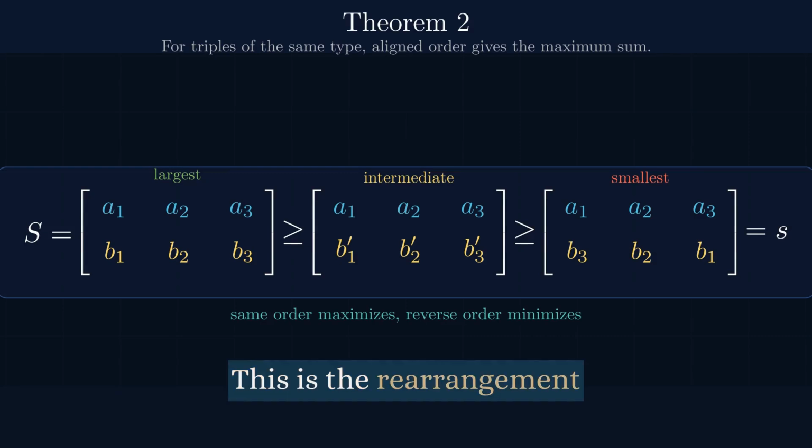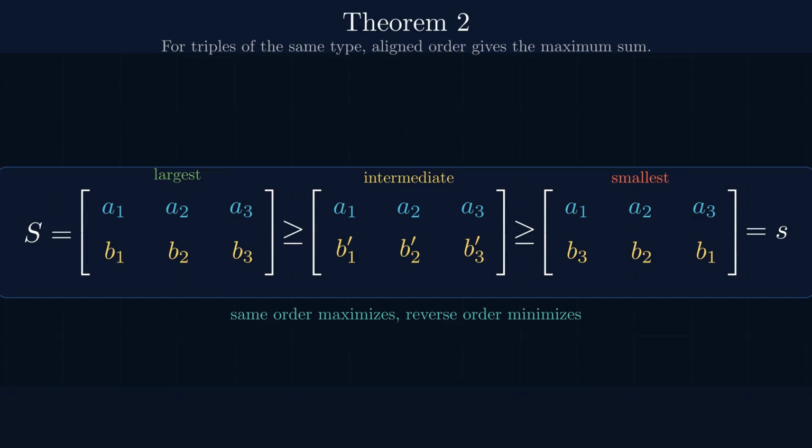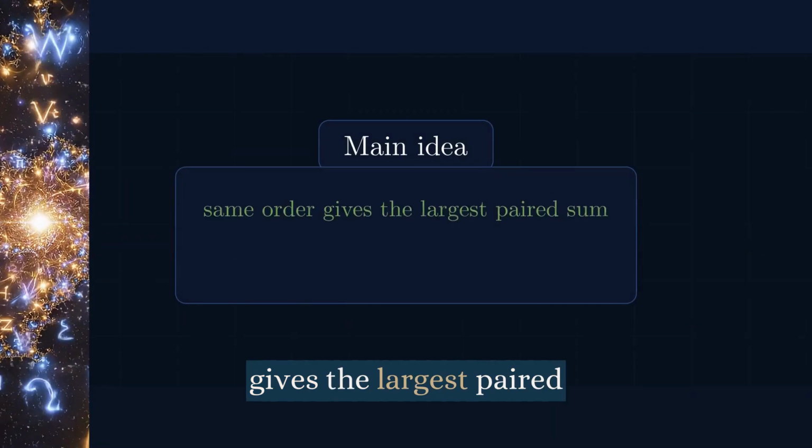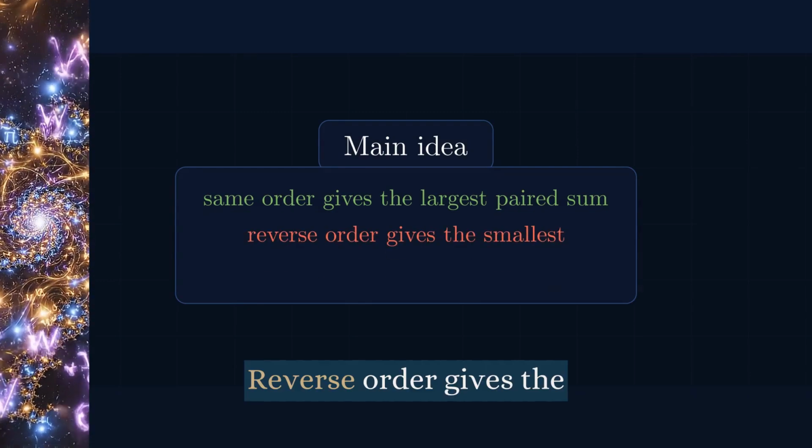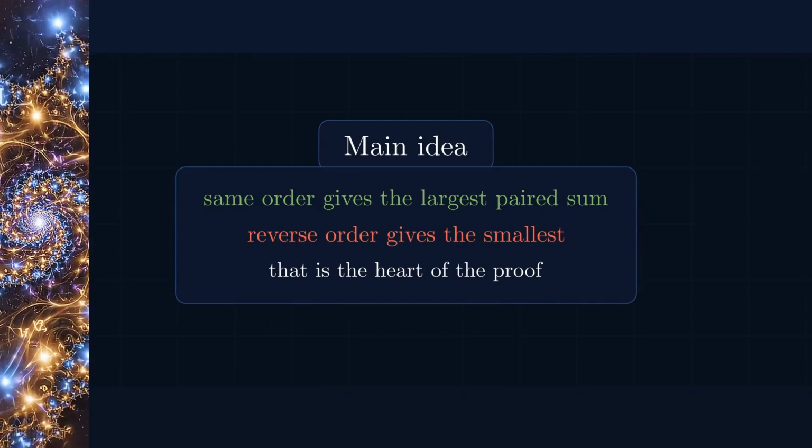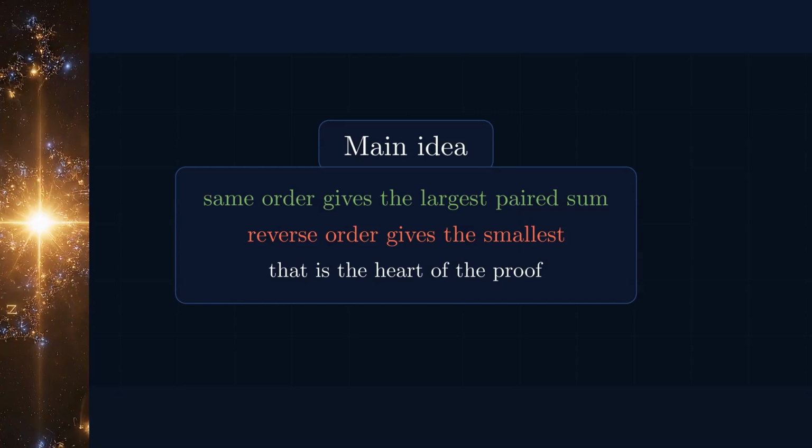This is the rearrangement principle for these triples. Note that same order gives the largest paired sum. Reverse order gives the smallest sum. That is the heart of the proof.